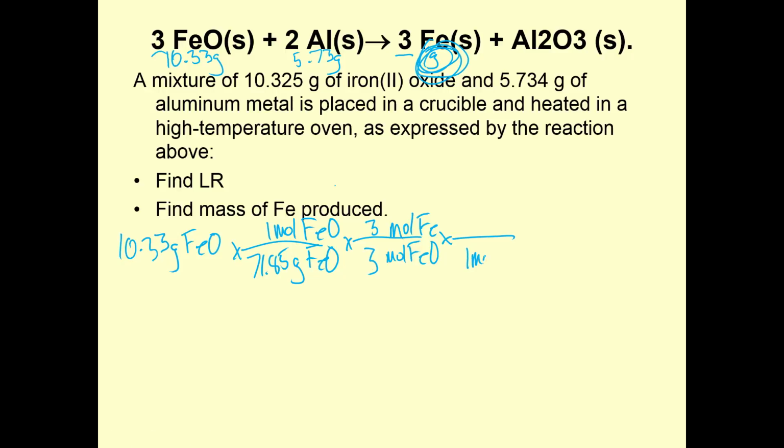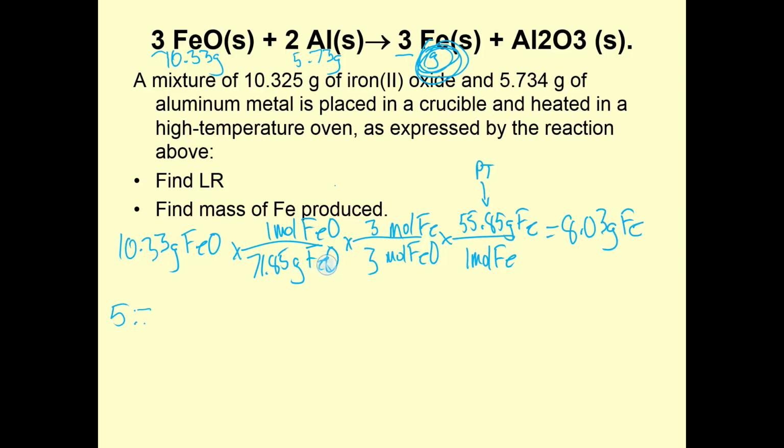And then I want to get into grams. 1 mole of Fe is 55.85 grams of Fe, and again, I got this from the periodic table. I'm going to run it through my calculator. 10.33 divided by 71.85 times 3 divided by 3 times 55.85. That's 8.03 grams of Fe.